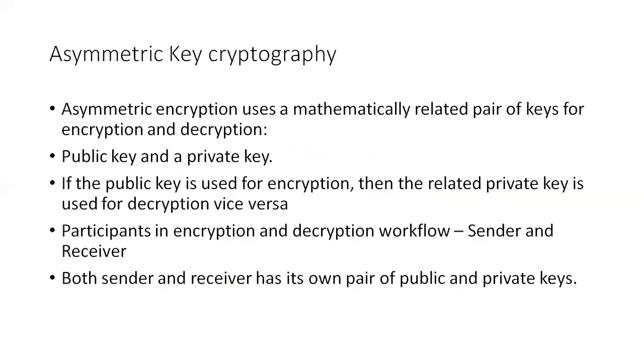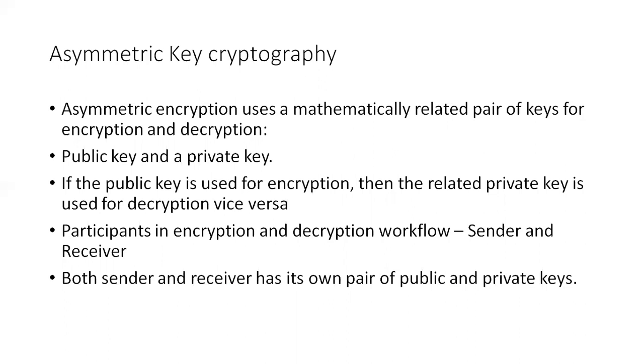Let us take the second way of encryption called asymmetric key cryptography. Asymmetric key encryption uses a mathematically related pair of keys. One is for the encryption process, the other one is for the decryption process. The two keys we are using in asymmetric key encryption are called the public key and the private key. If the public key is used for encryption, then the private key is used for decryption. Or if the private key is used for encryption, then the public key you can use for decryption.